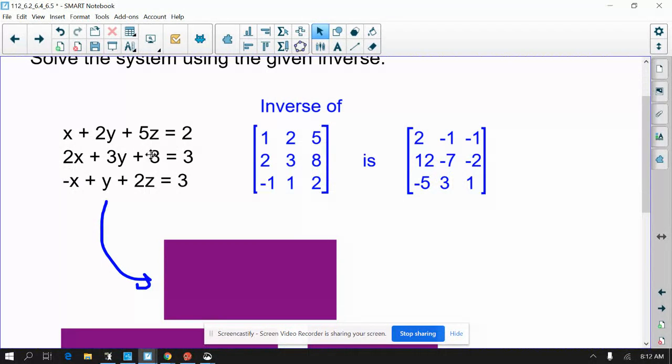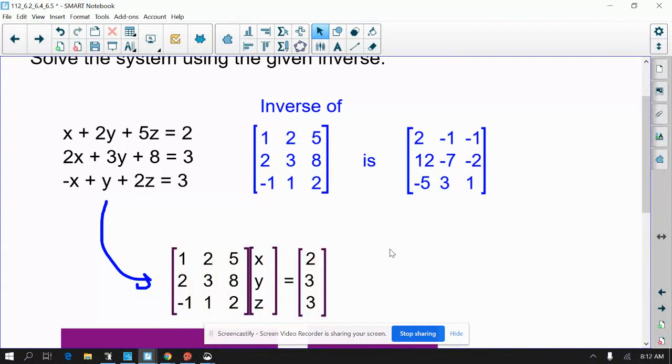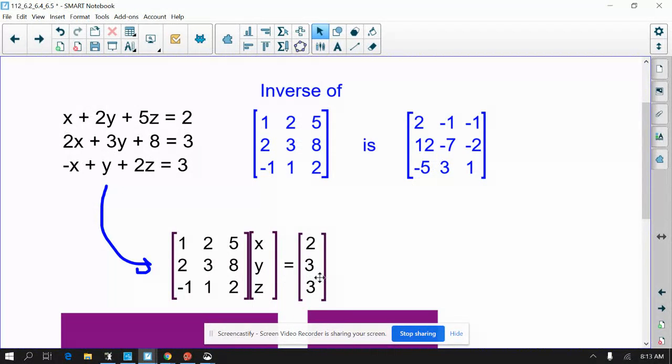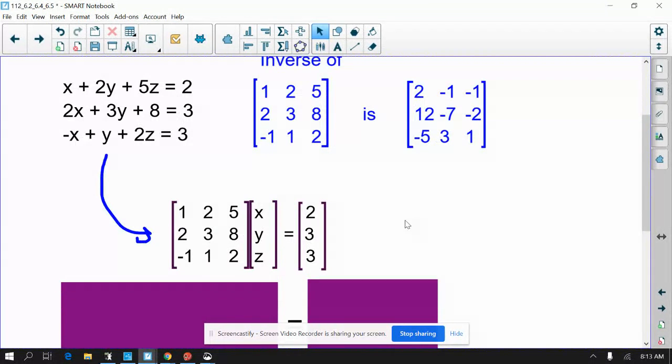All right, first, I have to write this as a matrix equation. Well, you have your coefficients 1, 2, 5, 2, 3, 8, negative 1, 1, 2. So that's this coefficient matrix, multiplied by the variable matrix, and that will in turn equal the answer matrix. This was our first slide. If you were to multiply 1, 2, 5 times x, y, z, you would get this expression, and then set that equal to 2, then you have this equation. All right, so step 1 is done.